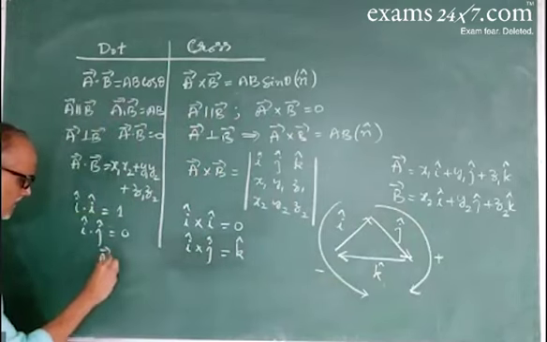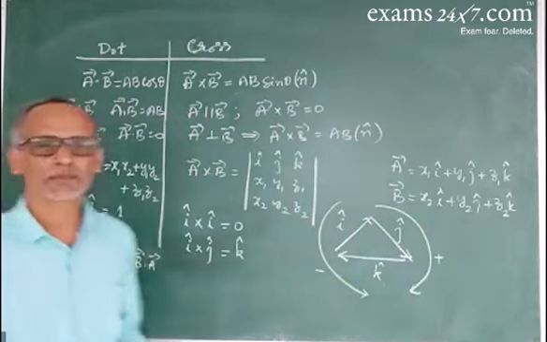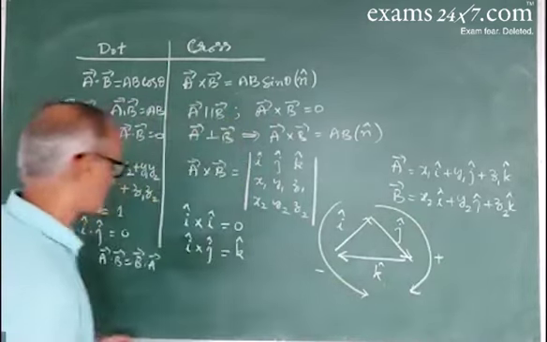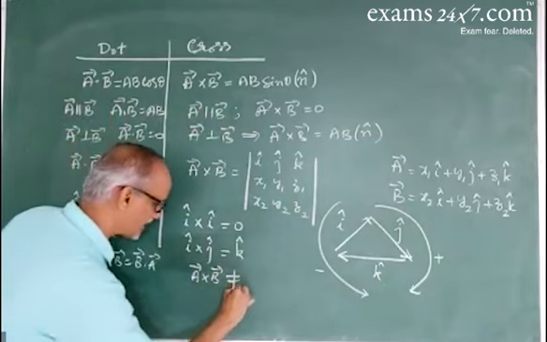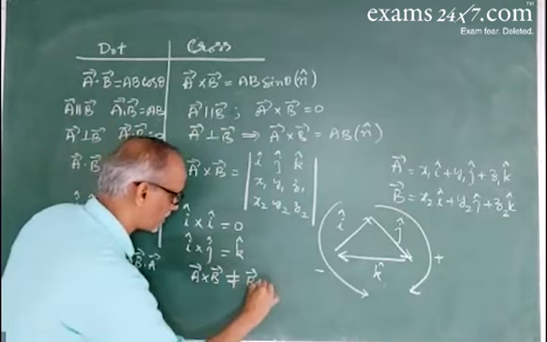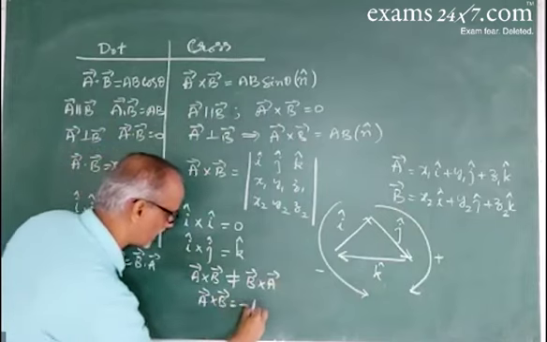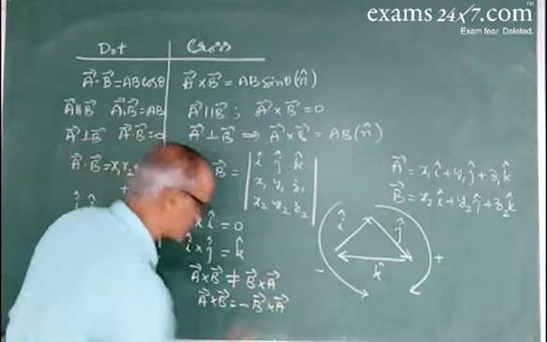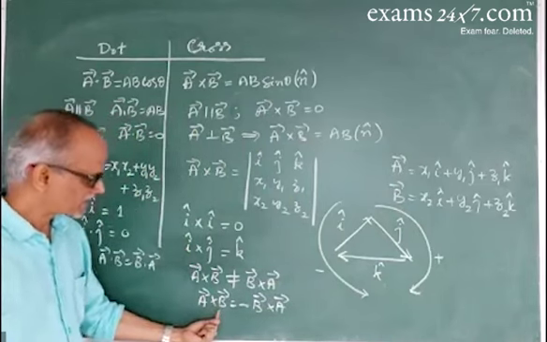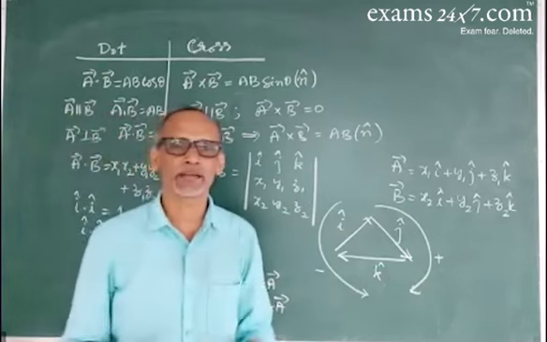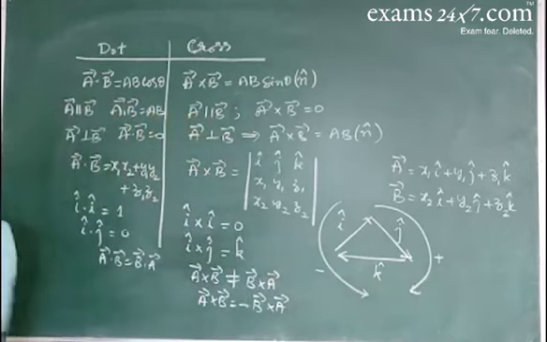And vector A dot vector B is equal to B dot A. That is, dot product is commutative, whereas cross product is non-commutative, which is A cross B is not equal to B cross A. The exact relation is A cross B is equal to minus B cross A. So this is the exact relation. That is, A cross B is in exactly the opposite direction to that of B cross A. That means the angle between A cross B and B cross A is nothing but 180 degrees.